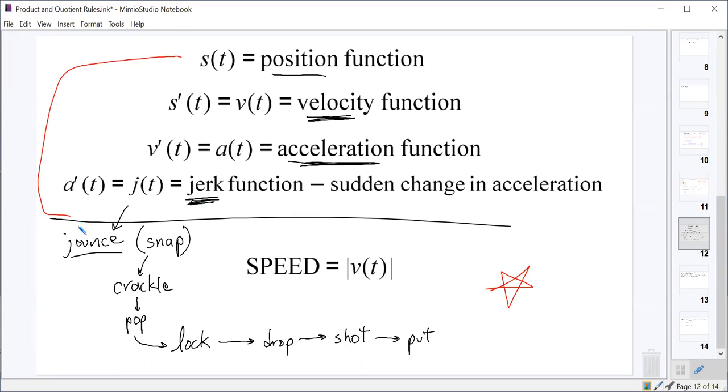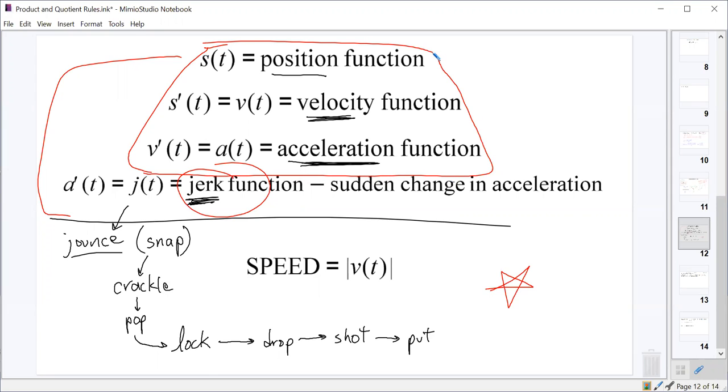If you know these four, you're good. And the jerk function is really unlikely that you would see. You're really only going to see these first three: position, velocity, and acceleration. But know that each of these is the derivative of the next one.